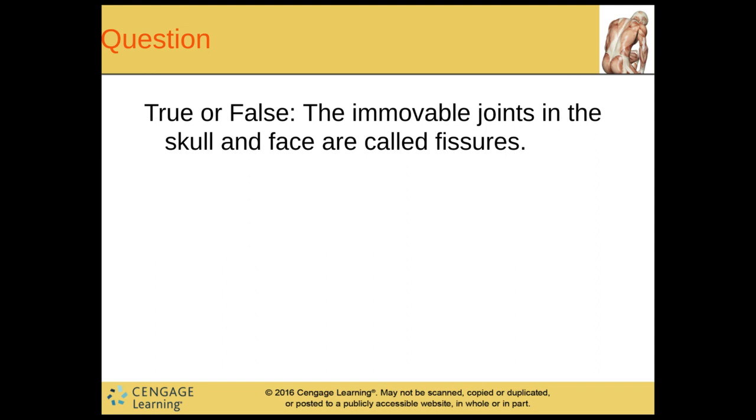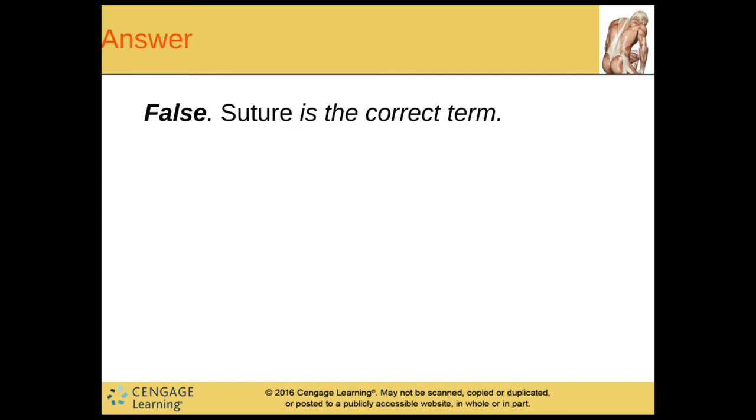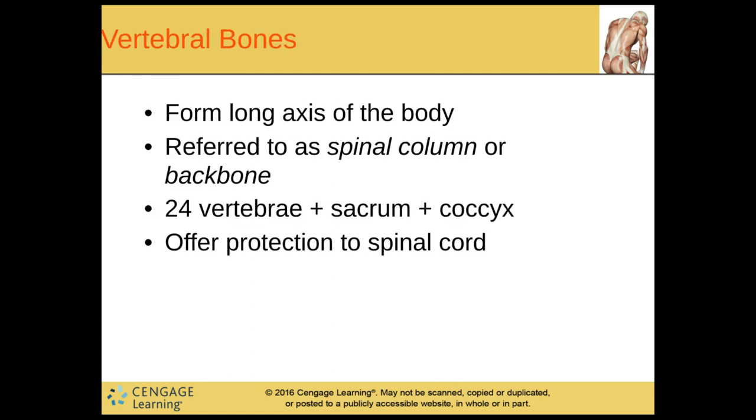So true or false? The immovable joints in the skull and face are called fissures. What do you guys think? That's false. So it's a suture. Suture is the correct term for those joints.